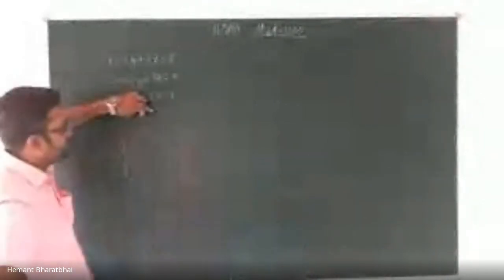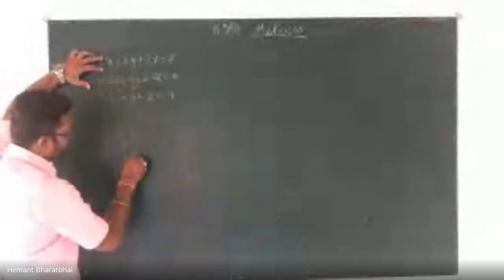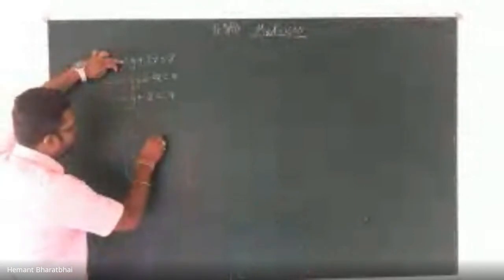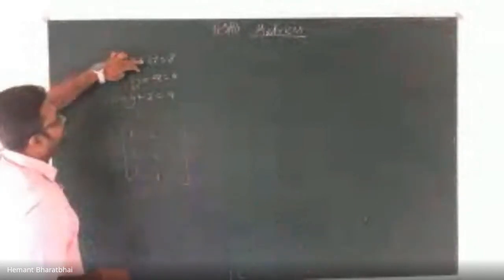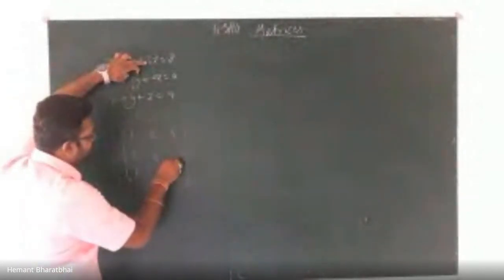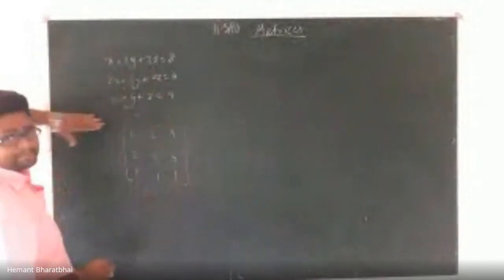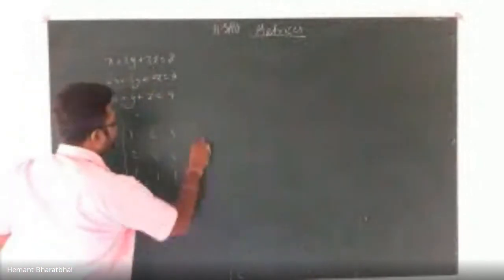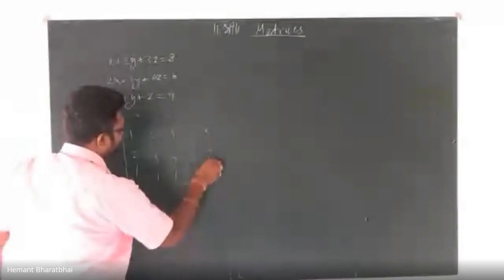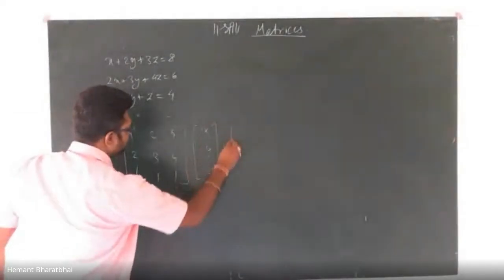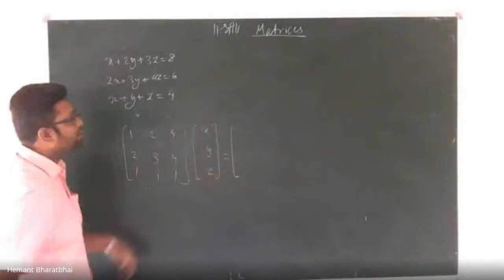So in one column I'm going to write the coefficients of x, coefficients of y, coefficients of z. So coefficient of x: 1, 2, 1. Coefficients of y: 2, 3, 1. Coefficients of z: 3, 4, 1. Okay? And then I'll write here x, y and z. And then equals to, and then you have 8, 6, 4. So I'll write 8, 6, 4.